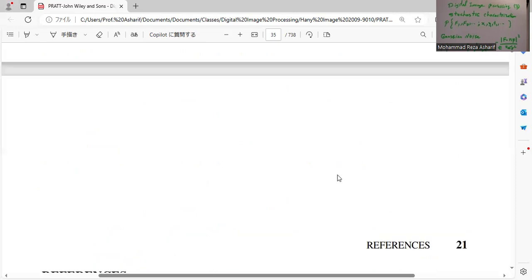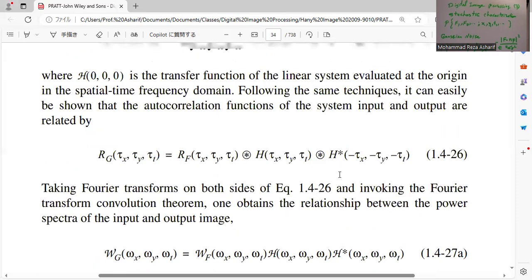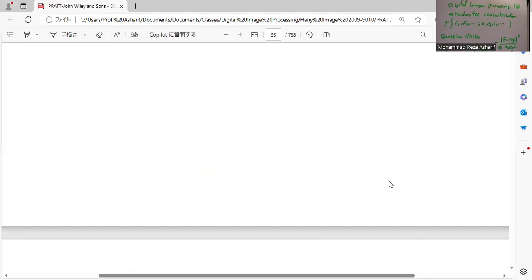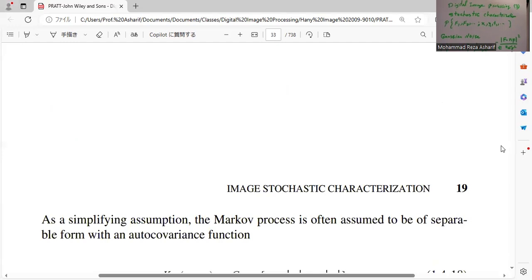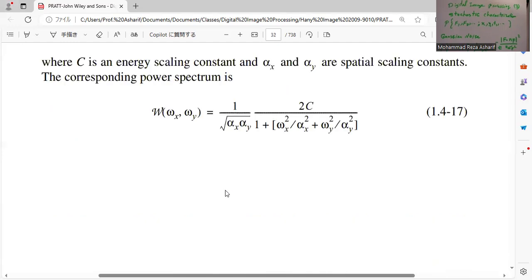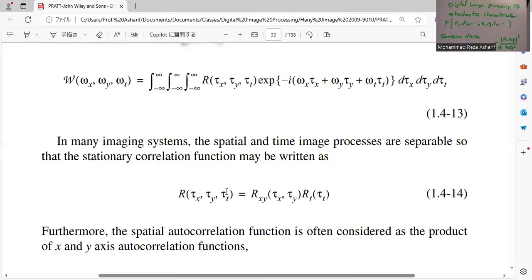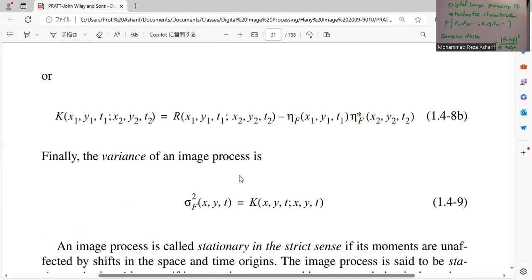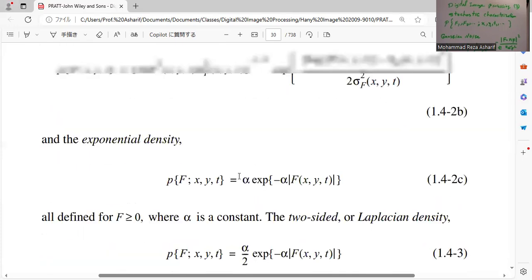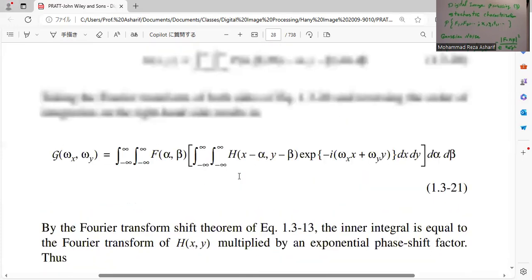This chapter is the first chapter of the book. I will show you here Pratt's. The name of the book is Pratt's Digital Image Processing, written by Pratt. So I can show you this chapter very fast.